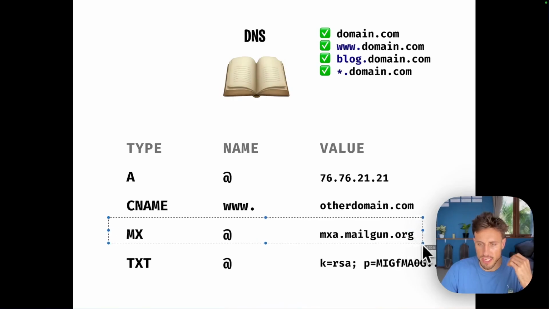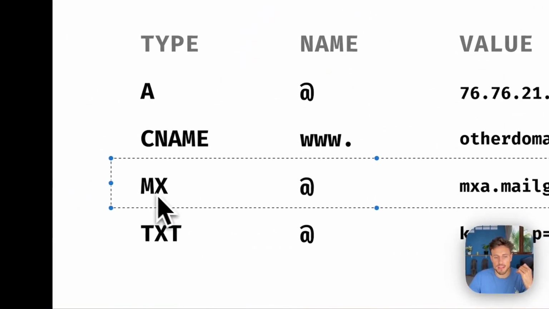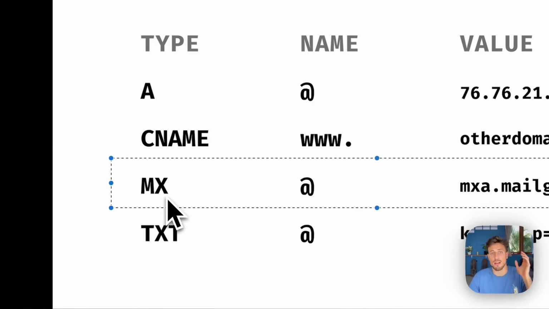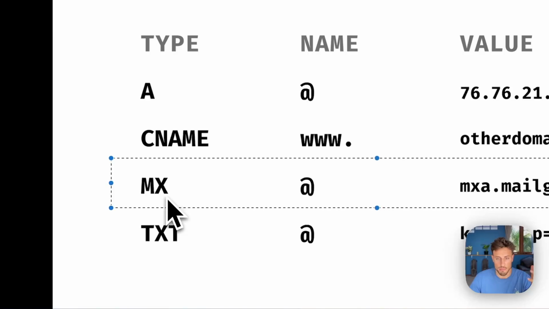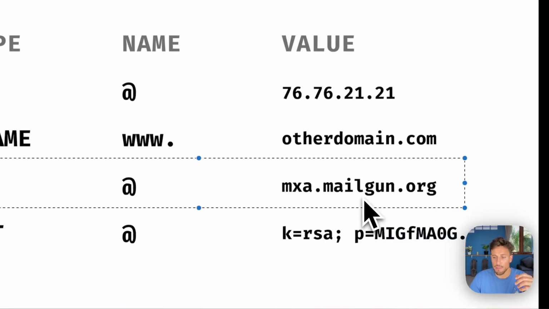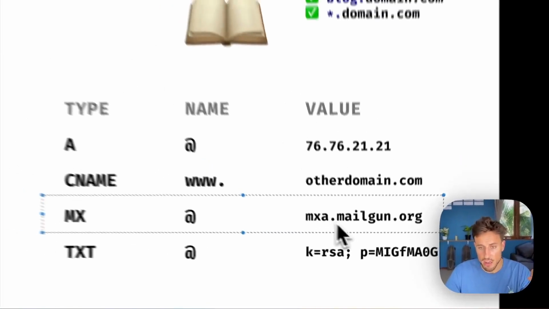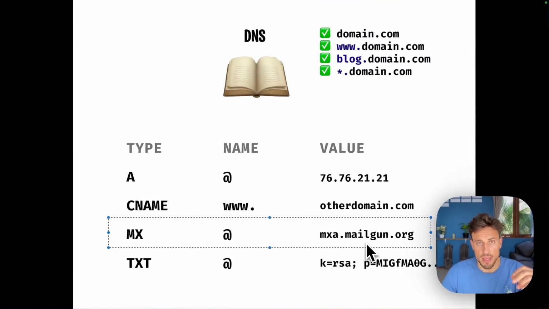MX records. MX stands for mail exchange, and these are records to tell what to do when we receive an email at, let's say, mark@domain.com. And the value here should be the domain name of a mail server. It's usually a company that knows what to do with incoming emails and could either save them, forward them, or reply to them. It's usually a paid service.